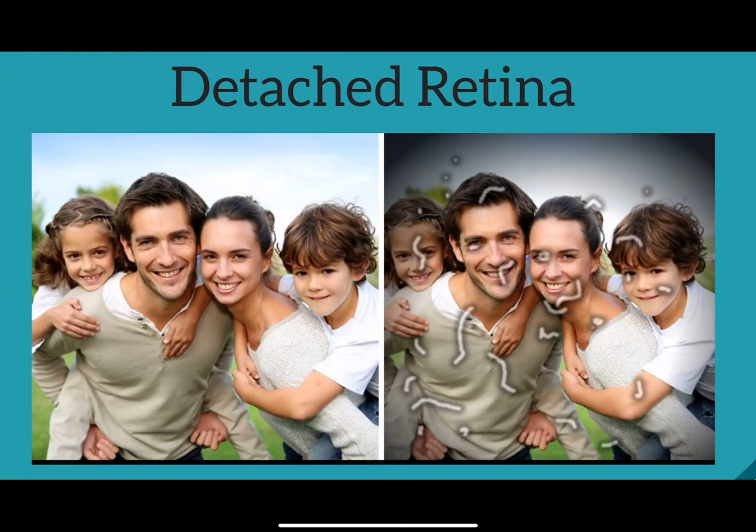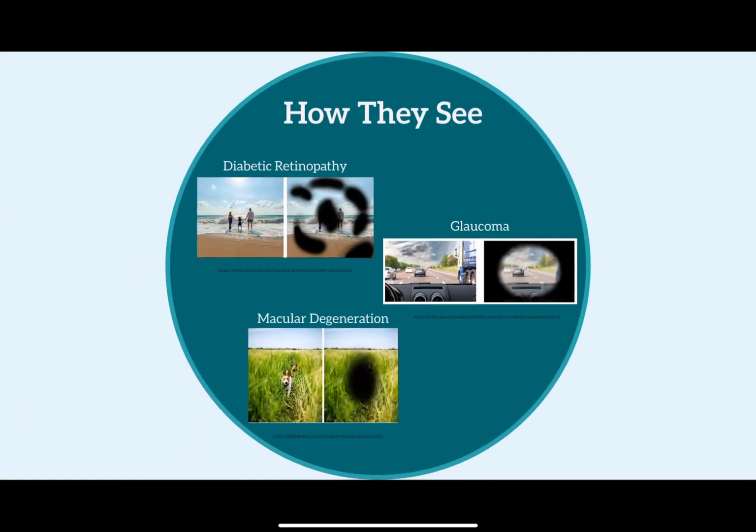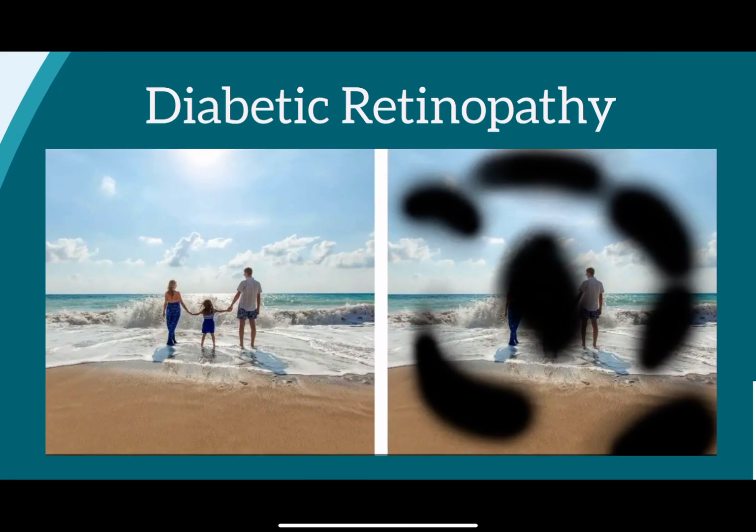A detached retina occurs when the retina in the back of the eye pulls away from its normal position. People with this impairment often see many floaters that drift through their field of vision. Diabetic retinopathy occurs secondary to diabetes when the blood vessels of the light-sensitive tissue at the back of the eye become damaged. People with these impairments often see dark spots and strings floating in their vision.